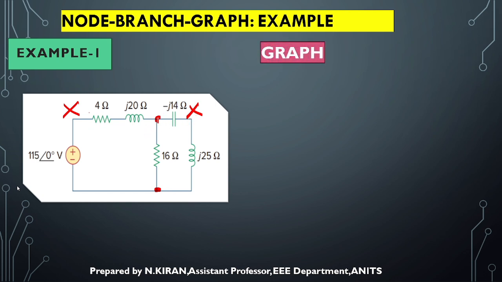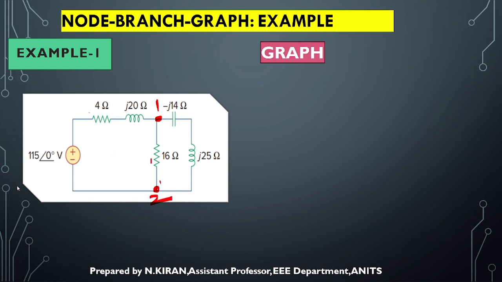Now the graph. How many elements do I have here? So this I replace by a line segment, this I replace by a line segment, this I will replace by a line segment. Once again, let me tell you that this is one node and this is one node. Suppose I take this node as the first node and this I consider as the second node.